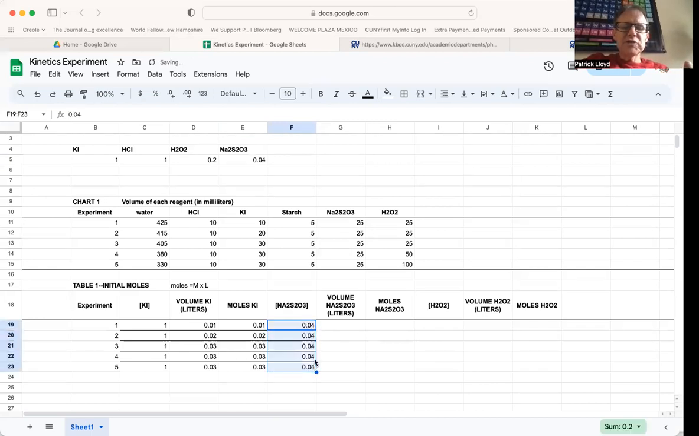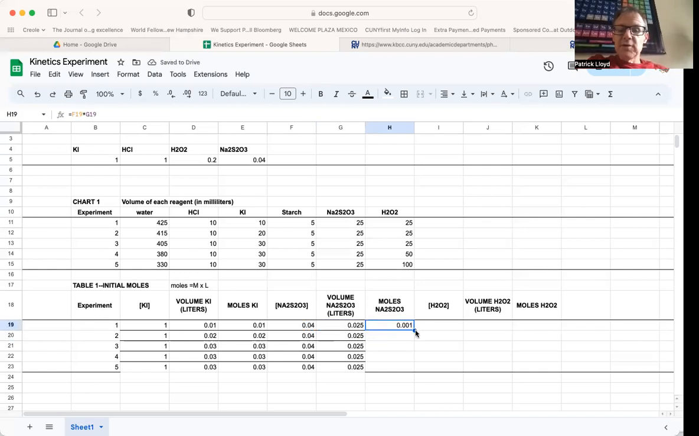Okay, so concentration. The liters, again, you've got to divide the volume by 1,000. So equal sign, Na2S2O3, there's your volume, 25 divided by 1,000. Okay, and then same thing, let's just go ahead and fill all the way down. Notice the volume of sodium thiosulfate is the same every time, 25 mL, so your volume should always be the same. And then moles is molarity times, so asterisk, volume in liters.